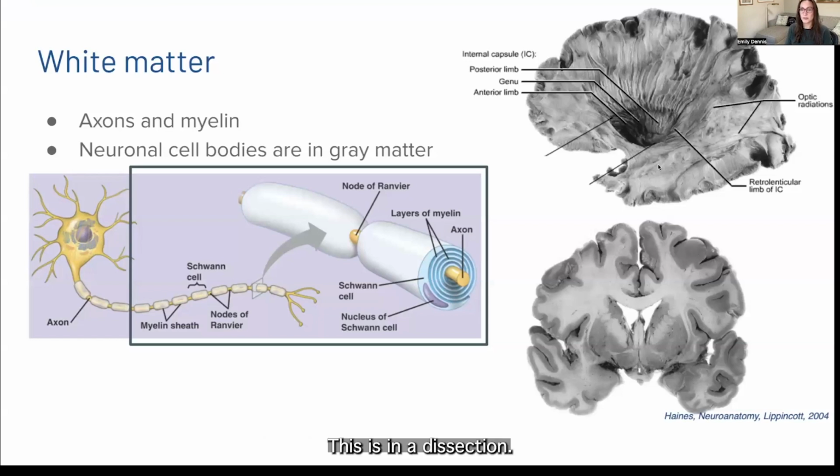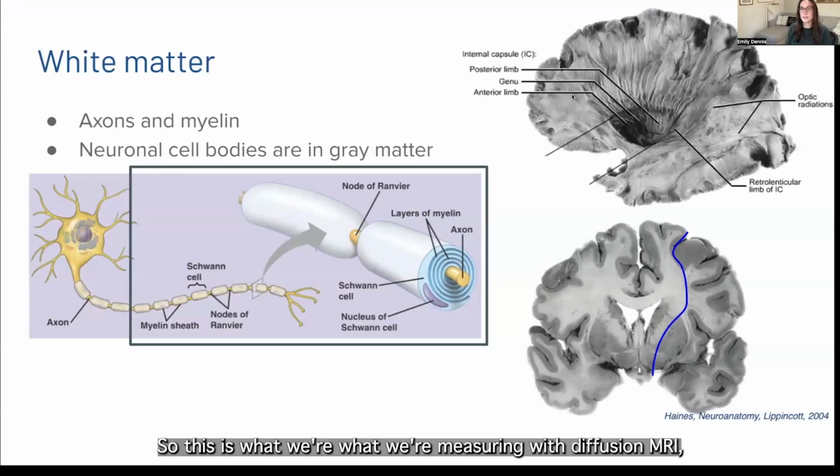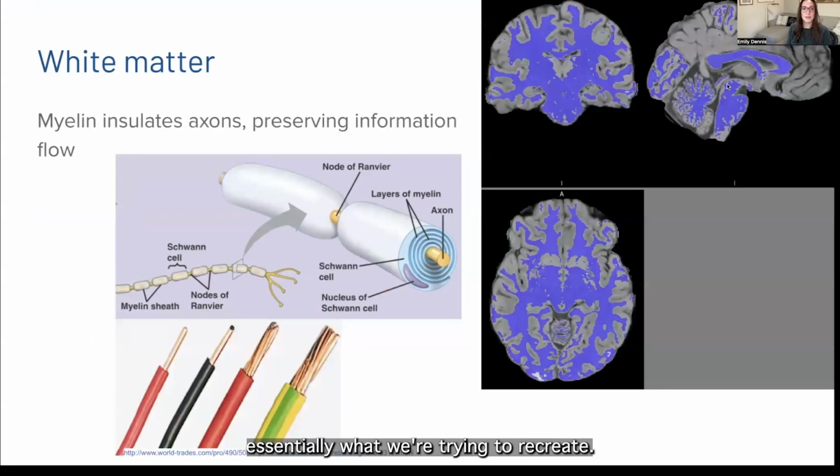This is in a dissection. So if you imagine here on this slice, if you imagine cutting through this blue line, this is what you might see. And we call this area the corona radiata, which kind of looks like a crown radiating out. So this is what we're measuring with diffusion MRI, essentially, what we're trying to recreate.